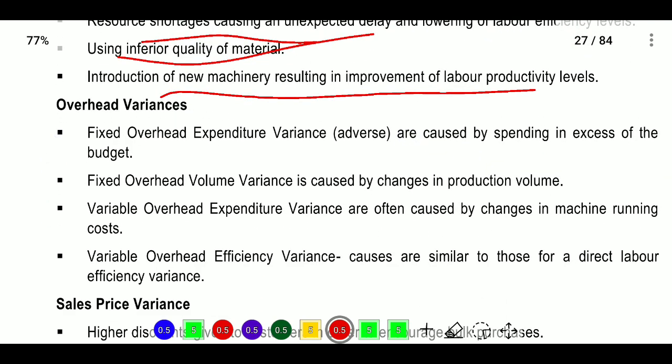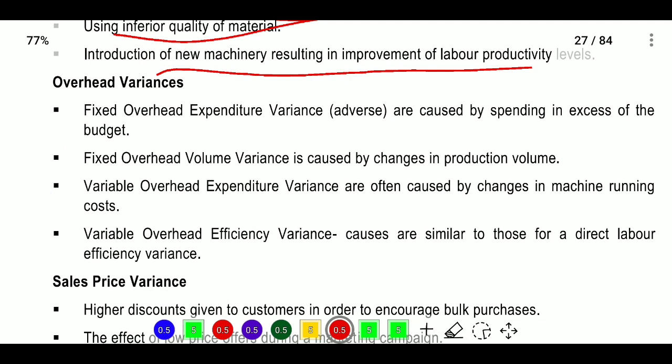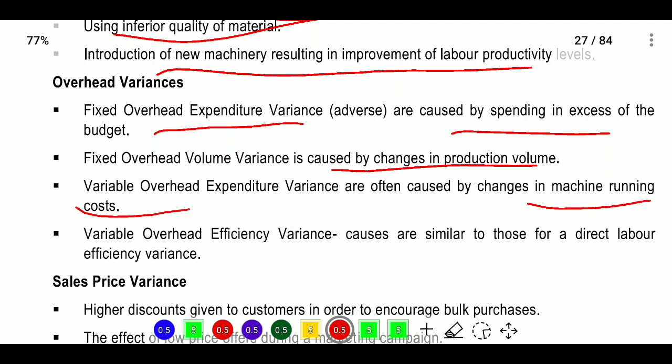Next, variable overhead variances. Why is there overhead variance? Fixed overhead expenses adverse are caused by spending in excess of budget. So fixed overhead variance is caused by changing production time and production volumes, and variable overhead expenditure variance is often caused by changing machine running cost. So if machine running cost is different, then variable cost will be increased, and variable overhead efficiency variance causes are similar to those of direct labor efficiency variance.